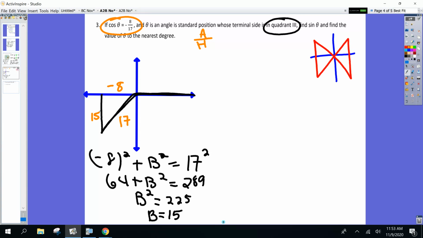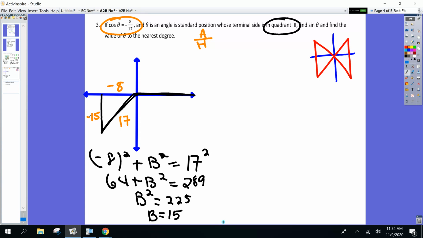Take a look at it though. Here's where little things like this matter. Look at where we just put the 15. Anybody want to tell me anything about that 15? Look where it is on the graph. It's got to be negative, right? Because that's where it's going down on the y-axis, so it's got to be negative.